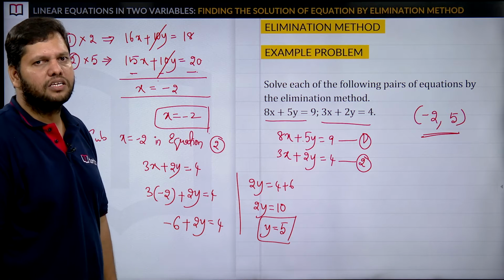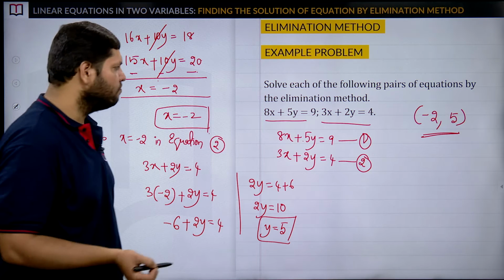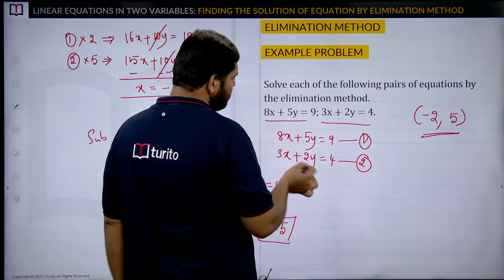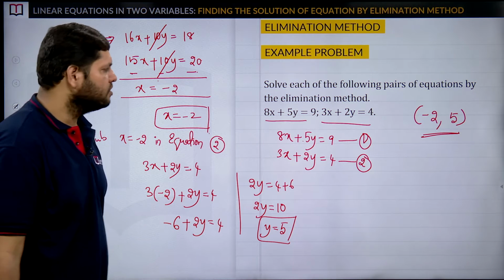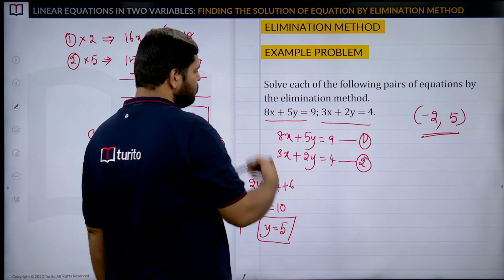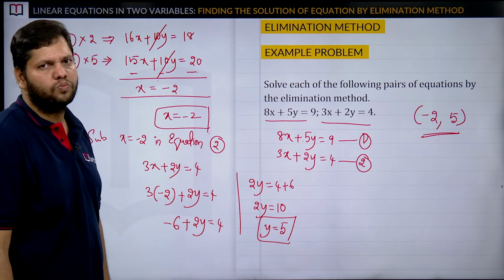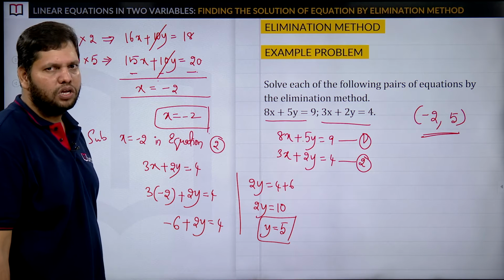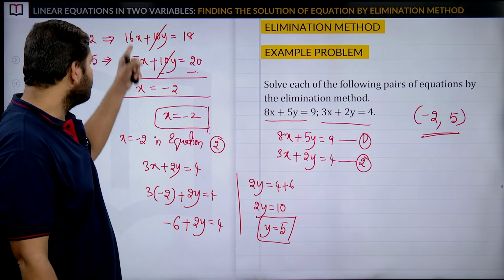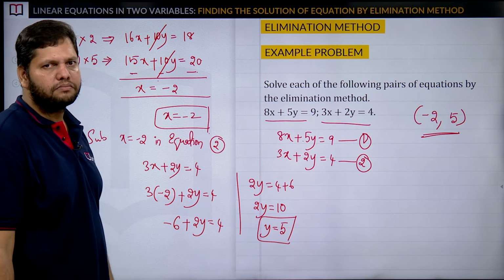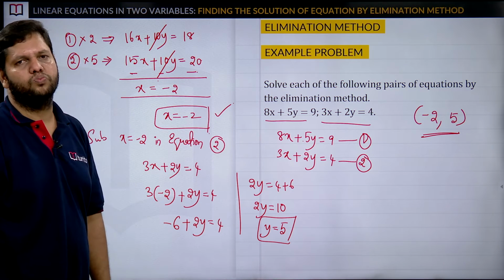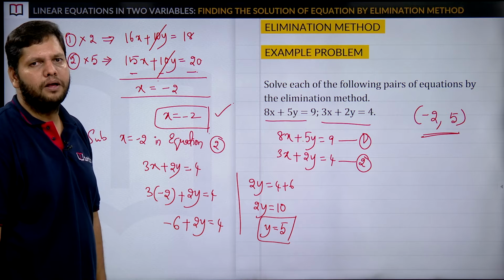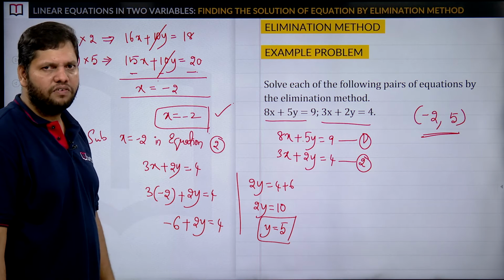So for easy calculation, I am going for the y variable in the first equation, and in the second equation also I am going for the y variable. Okay. First equation, just multiply the whole equation by 2. For the second equation, multiply the whole equation with 5. So after multiplying, I did subtraction, children. So after doing subtraction, I got x is equal to minus 2.